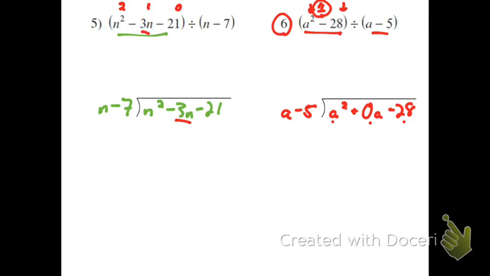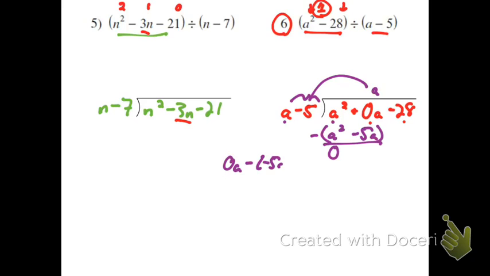So, what do you multiply by a to get a squared? Hey, why not? A times a is a squared. A times negative 5, once again, multiplying it by all this, is negative 5a. We subtract. When we subtract, 0a minus negative 5a, this is super important, it's going to be a positive 5a. And then we drop down our negative 28.